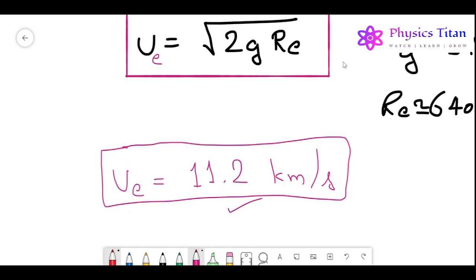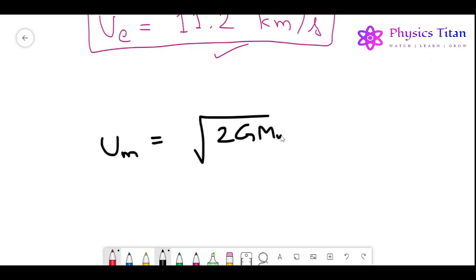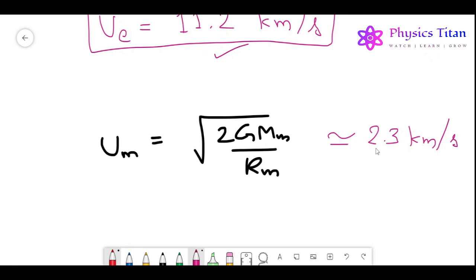Now let us proceed further and calculate the escape speed for Moon. In the case of Moon, escape speed for Moon is equal to under root 2g mass of Moon upon radius of Moon. By putting the values of mass of Moon and radius of Moon, it comes out to be nearly 2.3 kilometer per second. This is quite less than the value for our Earth, nearly 5 times. That means the escape velocity for Earth is nearly equal to 5 times the escape velocity for Moon.